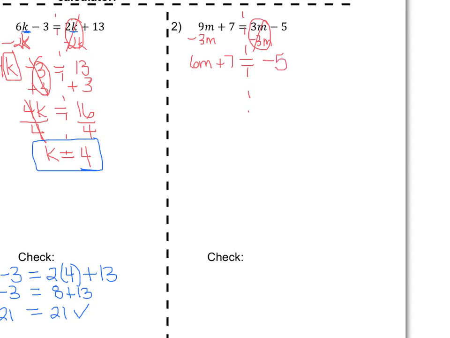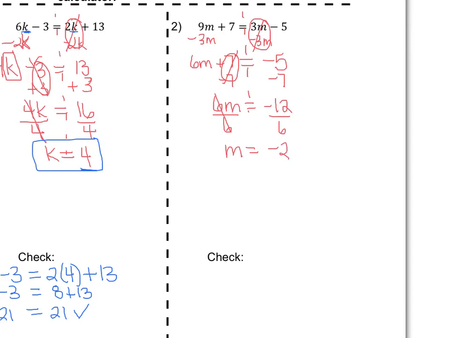We need to get our m by itself, so we have the plus 7. To move it to the other side, we need to subtract 7. Gives us a 0 pair here. So we have 6m equals negative 5 minus 7 gives you negative 12. Then we'd want to divide both sides by 6. That gives you 1m equals negative 12 divided by 6 is negative 2.